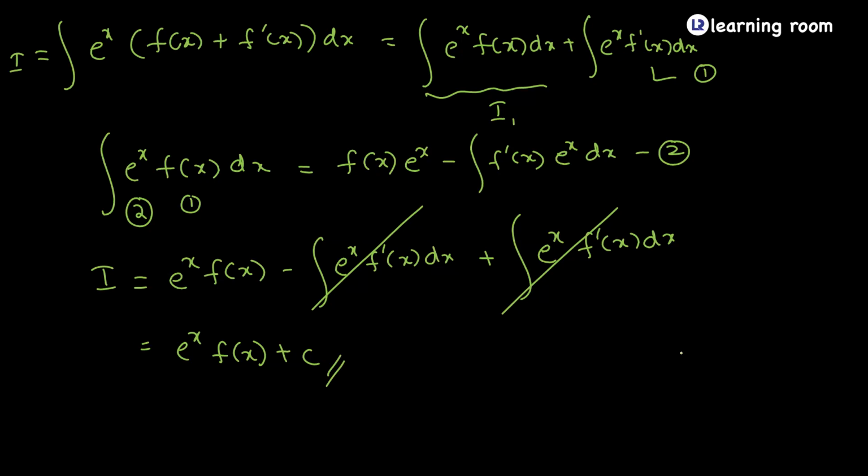And the second most important thing which we saw is the product of an exponential function and the sum of a function and its derivative. So the exponential function into the sum of the function plus its derivative is nothing but the exponential function multiplied with the function itself. That is e power x into f of x plus c. Right? So having said this, we'll get started with the problems.